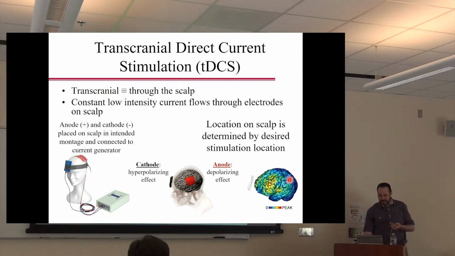This image here is a simulation of how the current might be affecting the cortex with this montage, with the anode over the left motor cortex and the cathode over the right supraorbital area. The warm colors are the areas that are receiving stimulation, and I think what's notable here is that it's diffuse. There is stimulation throughout large portions of the brain. It's not very focused, and I think we as a field are still trying to figure out whether this is a feature or a bug of this approach.